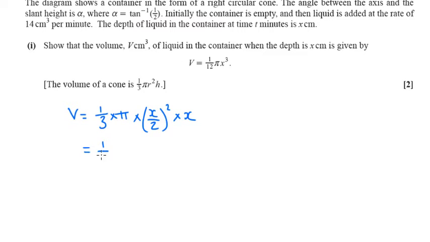So if we simplify that, we've got half pi times x squared over 4 times x, and if we times the x terms together, we're going to have pi x cubed, and we've also got a 1/3 and a 1/4, which is a 1/12. So the volume is a 12 pi x cubed.